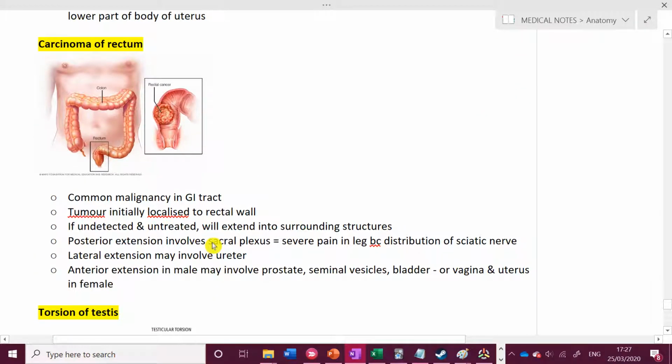Then we come to rectal cancer, carcinoma of the rectum, which is a common malignancy in the GI tract. The tumour is initially localised to the rectal wall, but if it's not detected and treated, then it's going to expand into the surrounding regions. This could cause a lot of pain because of posterior extension: if it extends behind, it could interfere with the sacral plexus, and that will cause severe pain in the leg because of the distribution of the sciatic nerve, which is a very large nerve that goes into the leg. Any lateral extension might involve the ureter, so we don't want the ureters to be blocked off by this. Anterior extension in the male could involve the prostate, the seminal vesicles, or the bladder, or the vagina and the uterus in the female, which would obviously not be good for reproductive organs.